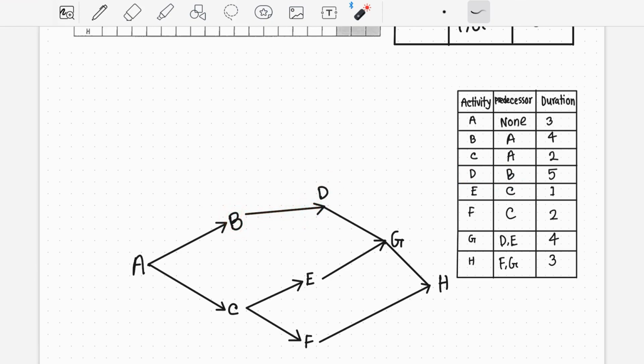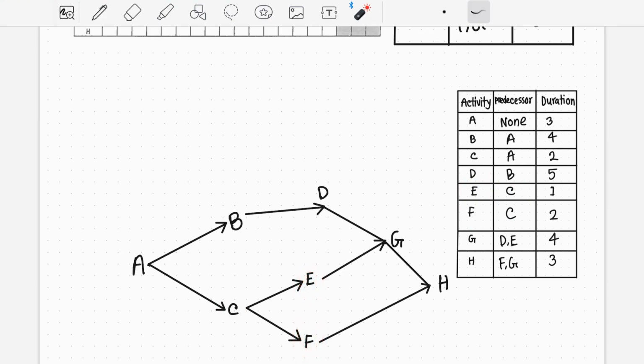In the same way, when C finishes, then the E activity will start. You see, when C finishes, then E starts. In the same case, F also depends on C. So you see E and F both depend on C. That means the E and F activities will start when the C activity finishes. You can see that when the C activity finishes, then the E and F activities will start.